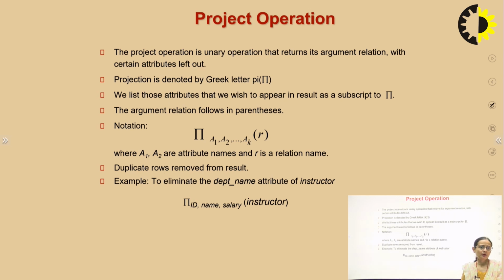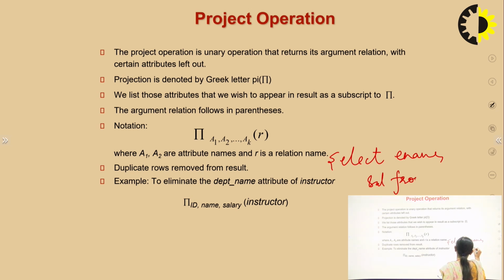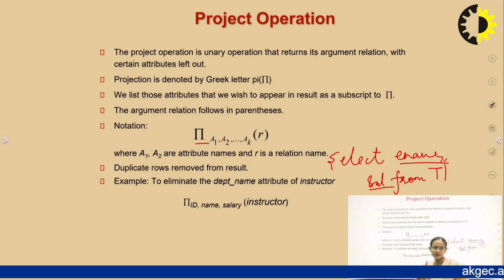Another important operation is the project operation. What is project? Sometimes in queries you selectively select the attributes, for example, select employee name and salary from relation T1, that's it. Here we are selectively selecting only 2 attributes we want to show. So what kind of symbol are you going to use? You are going to use the pi operator.